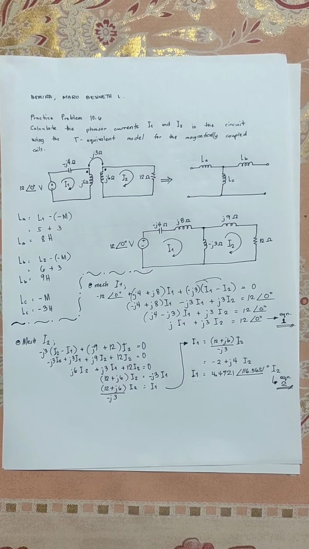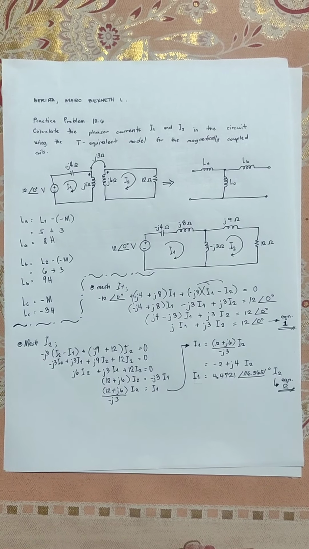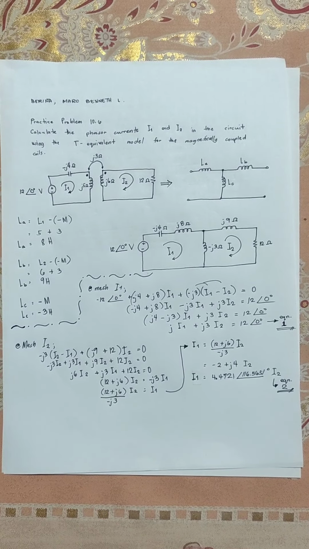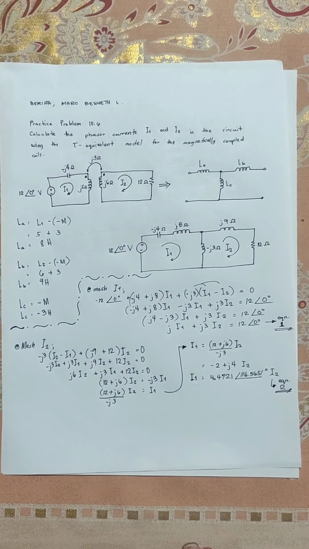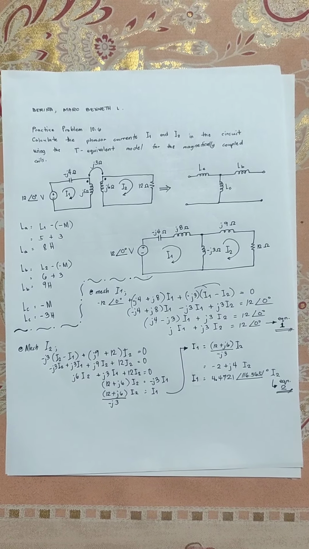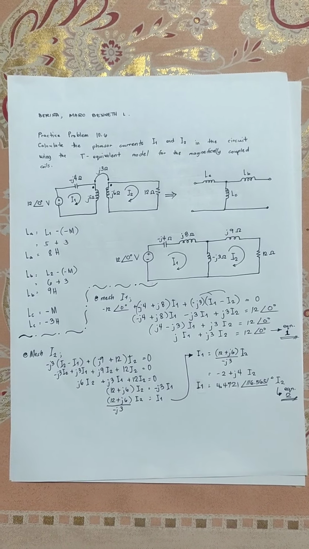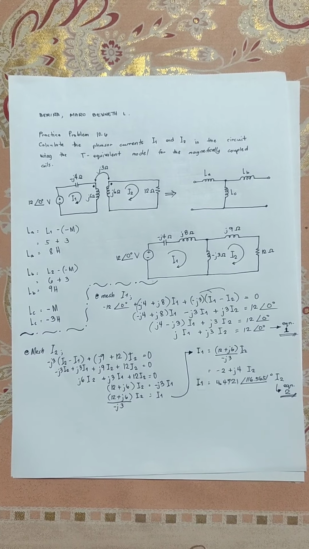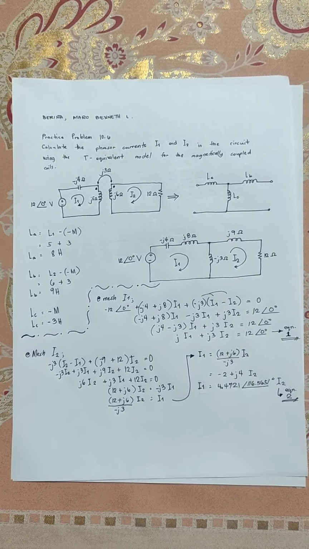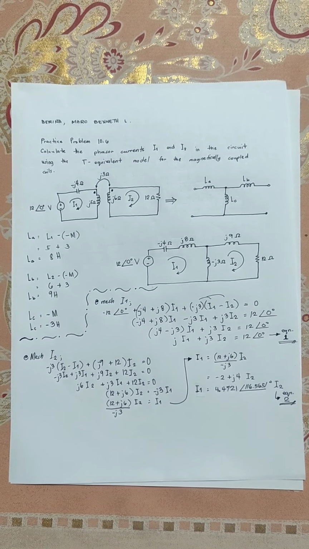Using mesh analysis, at mesh I1, we have negative 12 angle 0 degrees plus quantity negative J4 plus J8 I1 plus negative J3 times quantity I1 minus I2 equals 0. Negative 12 angle 0 degrees will be transposed to the other side of the equal sign. The equation will become negative J4 plus J8 I1 minus J3 I1 plus J3 I2 equals 12 angle 0 degrees.